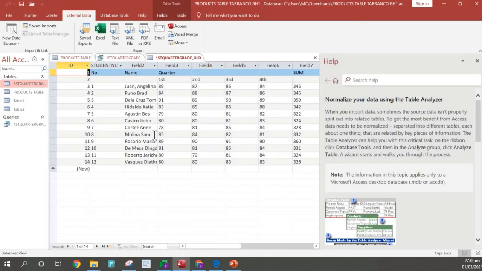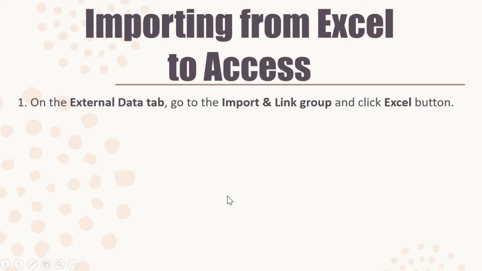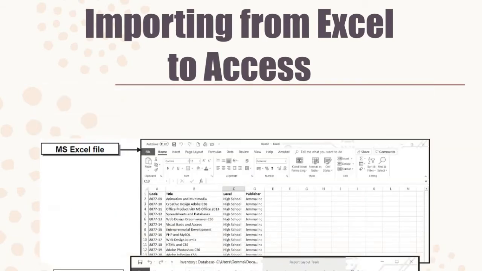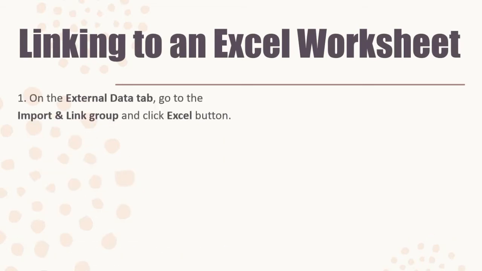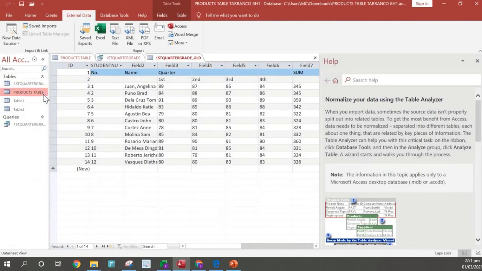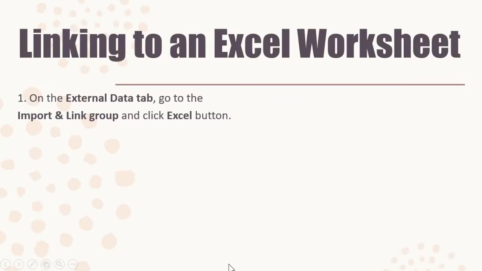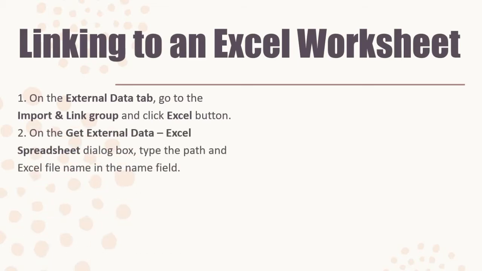Okay, let us have linking to an Excel worksheet. Okay, we are done with this. Okay, linking to an Excel worksheet. On the External Data tab, go to the Import and Link group and click Excel button. Okay, punta ulit tayo sa ating Microsoft Access, our product table. And then, on the External Data tab, from the steps, go to the Import and Link group and click Excel button.